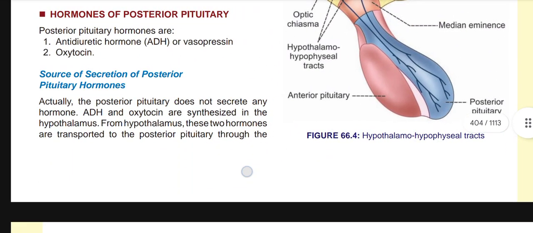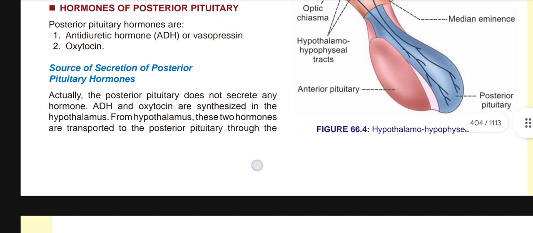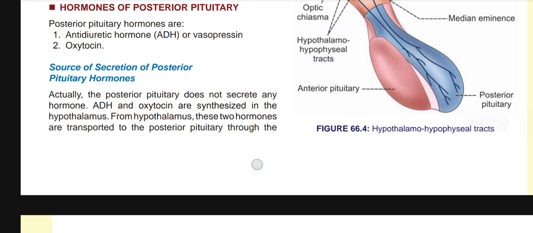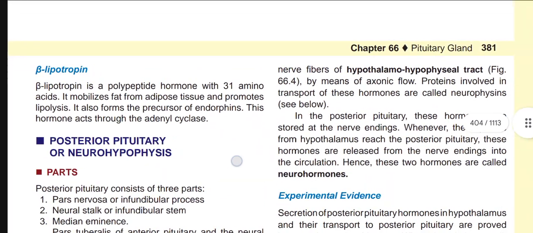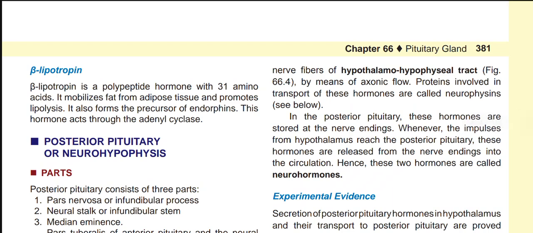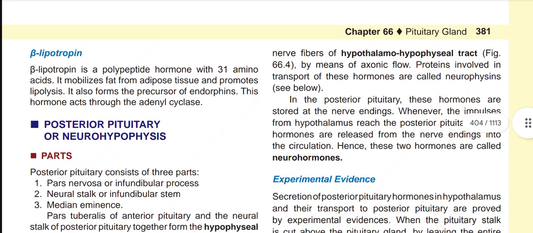Actually, the posterior pituitary is not responsible for secreting any hormone. ADH and oxytocin are synthesized in the hypothalamus. From the hypothalamus, these two hormones are transported to the posterior pituitary through the hypothalamo-hypophyseal tract by means of axonic flow. Now, proteins involved in the transport of these hormones are called neurophysins.